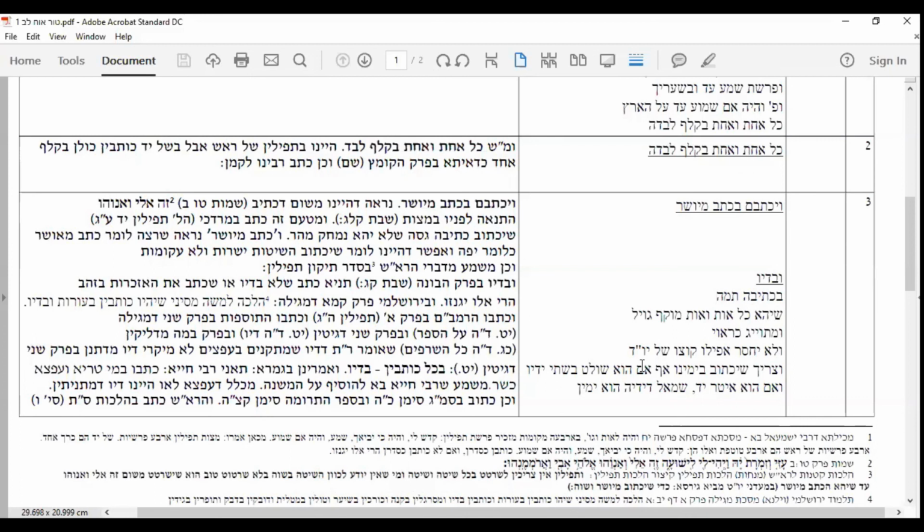If he controls both of his hands, in other words, if he's ambidextrous, if he is left-handed, small didei hu yamin. His left is his right hand for this. His left is his yamin for this halachic purpose. So a left-handed person writes with his left hand, a right-handed person writes with his right hand, an ambidextrous person writes with their right hand. All of these things we're going to go into a lot of detail about in the future. So just to look at this part here, v'yichtevein b'chtav miyushar.